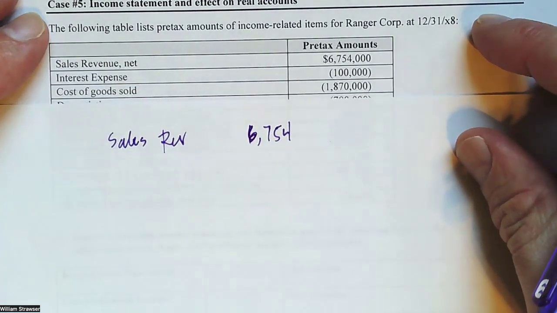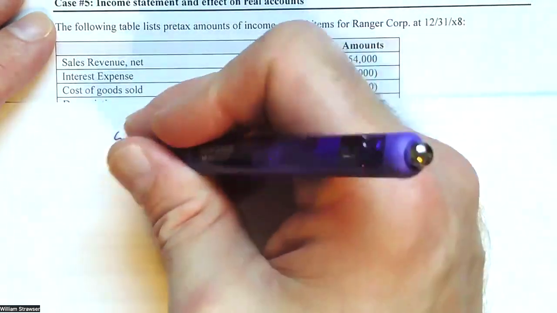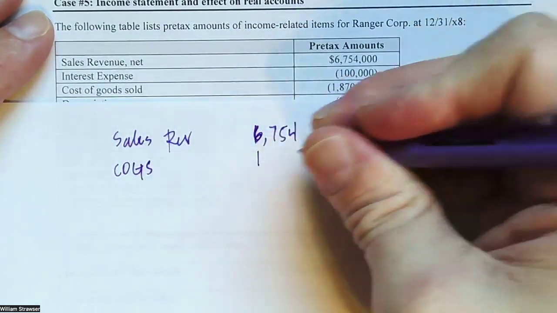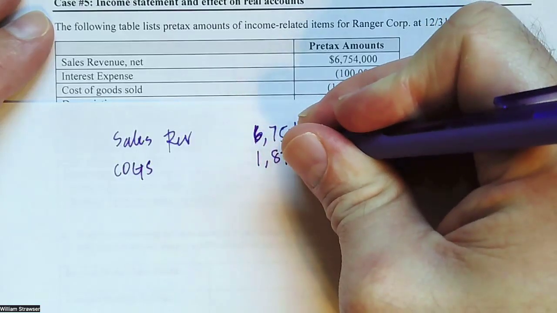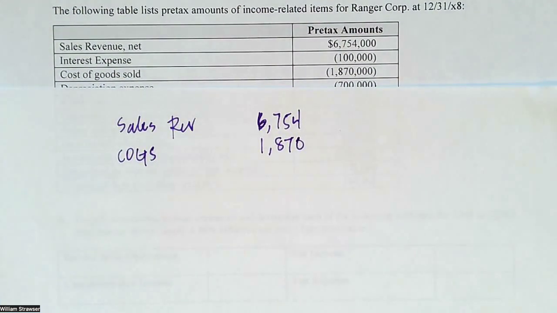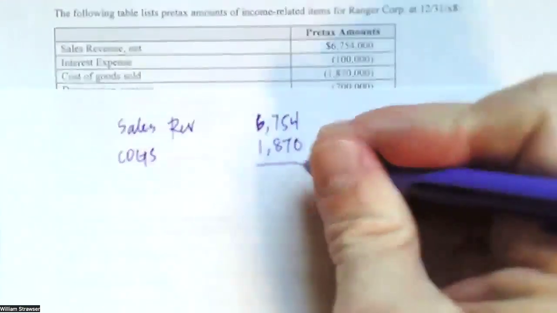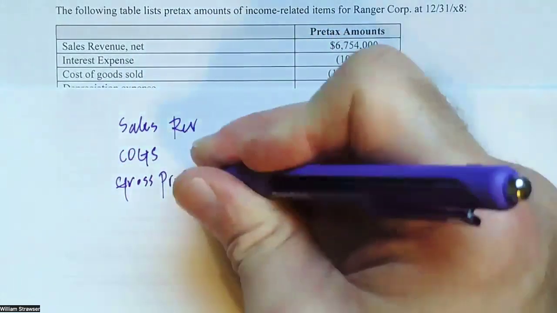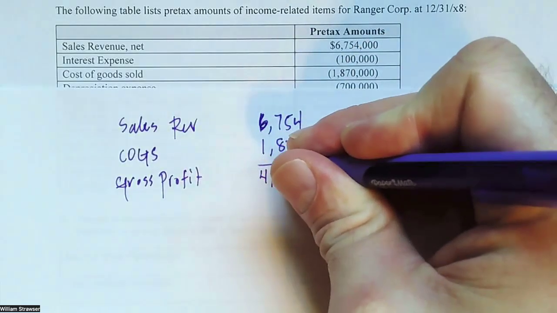Now, from sales revenue, we want to take cost of goods sold. That's also an operating expense. It just is separate from other operating expenses due to its prominence, due to just how material of an amount this is of my sales revenue. This is actually a very low amount for most companies. Like I mentioned, most companies have cost of goods sold between 45 and 55% of their sales revenue. So this is a modest cost of goods sold, which will create a rather high gross profit. In this case, I have a gross profit of 4,884.